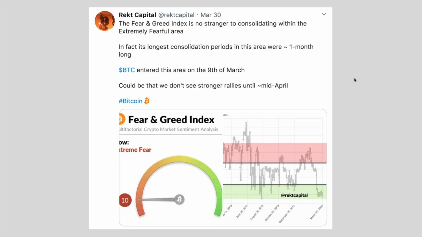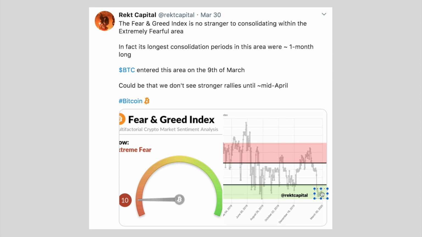This is a tweet that I've posted about the fear and greed index recently, that it is no stranger to consolidating within the extremely fearful level. And as you can see, we are around the 10, 12, 15 level, and we've been that way for a while, as this consolidation over here represents. This green area is essentially the extremely fearful level.